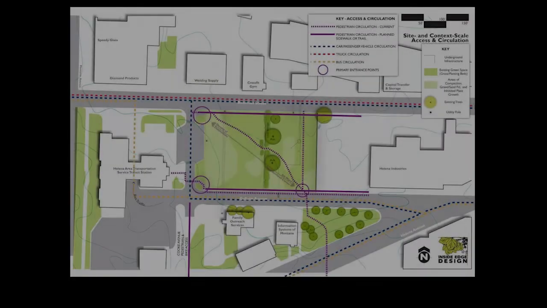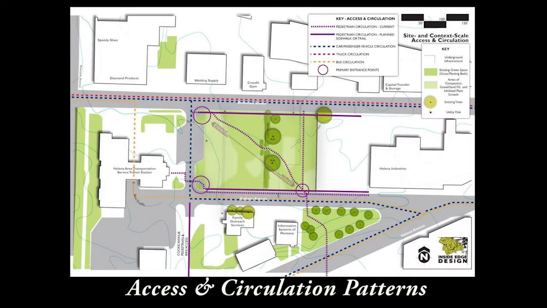And lastly, you're thinking about your materials. Where are your materials being stored? Where might that intersection be between your automobiles dropping off materials and where materials are stored? Those are some of your considerations with access and circulation.